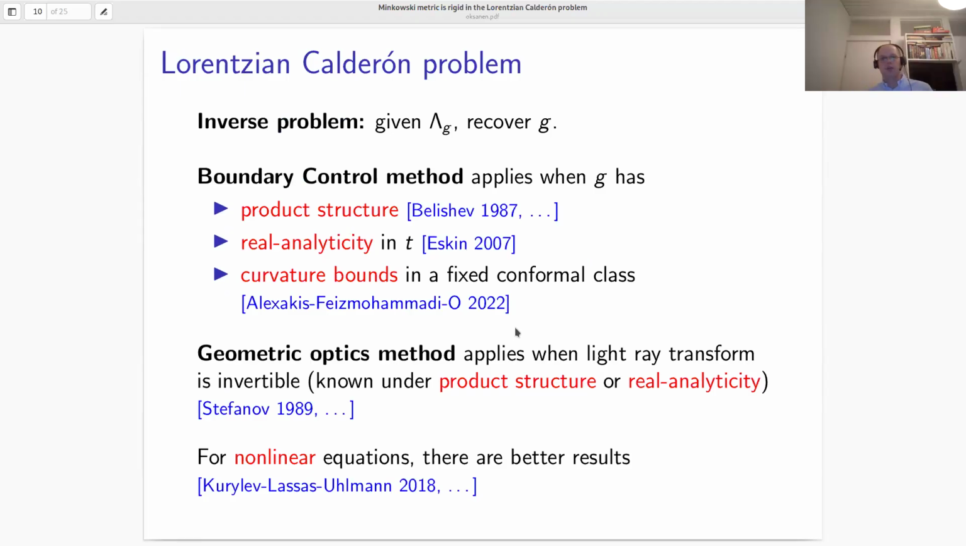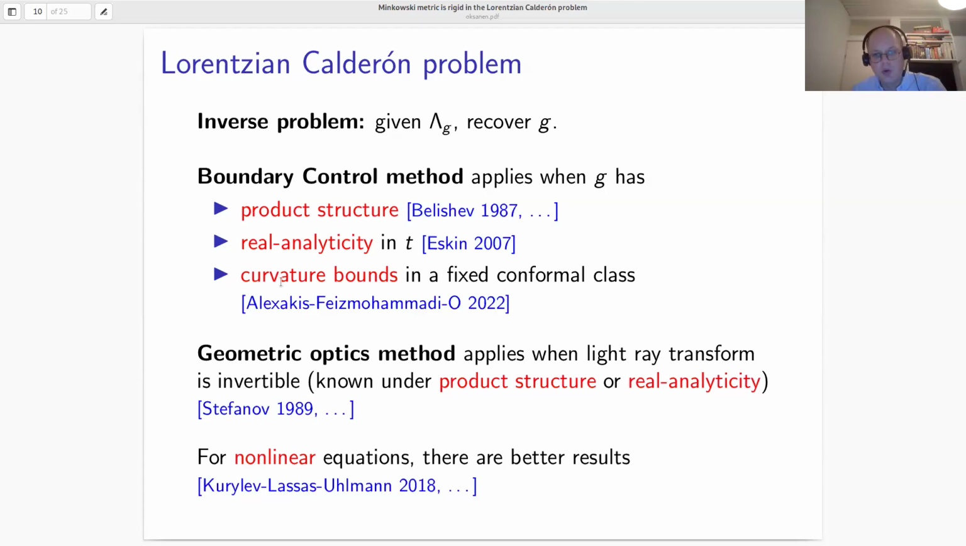than the Riemannian case. So there are some very classical results that basically are in the context of this Gelfand problem. So if the Lorentzian metric has this product structure, then this is the Gelfand problem because you sort of factor out one unknown. So there is translation invariance in time, so your dimension in the unknown drops by 1. And you can go a little bit beyond the product structure if the metric is real analytic in time. So this is a result by Eskin. These are based on the boundary control method.